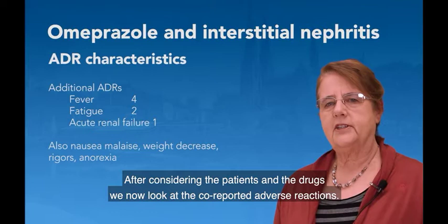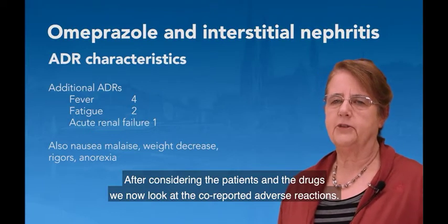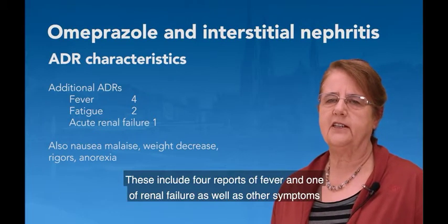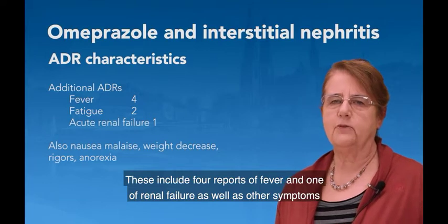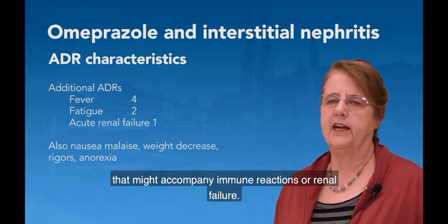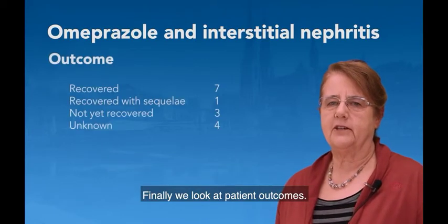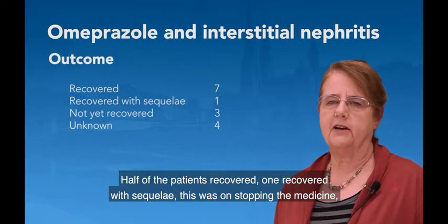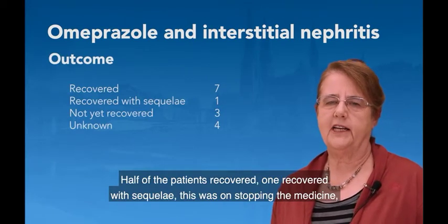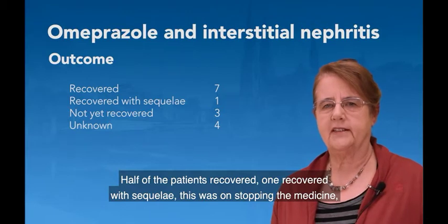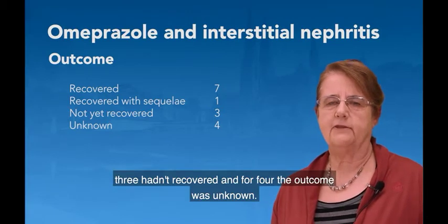After considering the patients and the drugs, we now look at the co-reported adverse reactions. These include 4 reports of fever and 1 of renal failure, as well as other symptoms that might accompany immune reactions or renal failure. Finally, we look at patient outcomes. Half of the patients recovered. 1 recovered with sequelae. This was on stopping the medicine. 3 hadn't recovered, and for 4 the outcome was unknown.